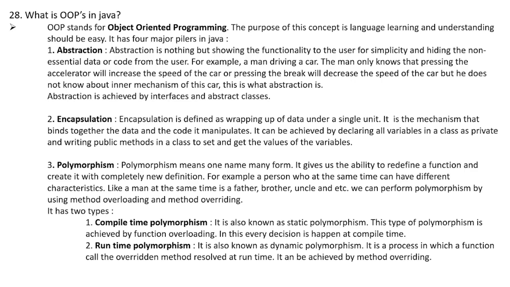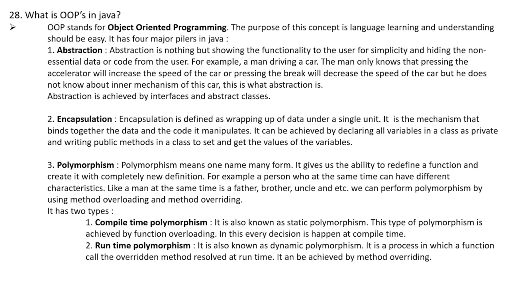First, abstraction. Abstraction is nothing but showing the functionality to the user for simplicity and hiding the non-essential data or code from the user. For example, a man driving a car. The man only knows that pressing the accelerator will increase the speed of the car or pressing the brake will decrease the speed of the car, but he does not know about the inner mechanism of this car. This is what abstraction is.